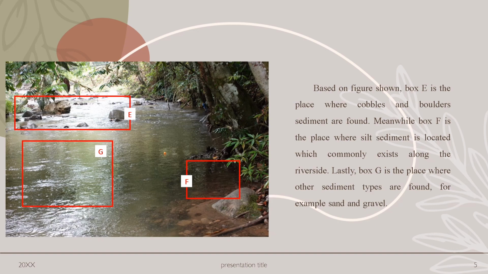This is Sungai Congkak, and based on the figure shown, box E is the place where cobble and boulder sediment are found. Meanwhile, box F is the place where silt sediment is located, which commonly exists along the riverside. Lastly, box G is the place where other sediment types are found, for example sand and gravel.